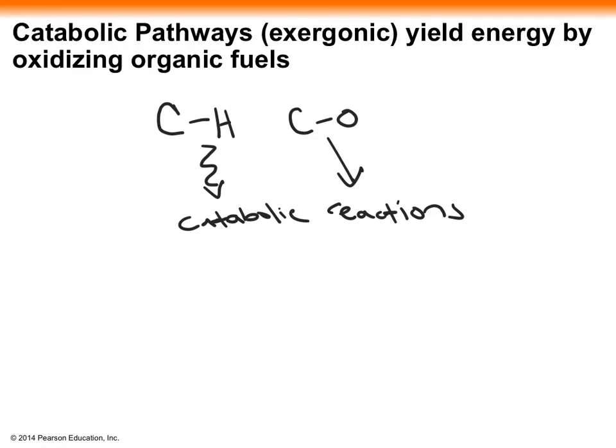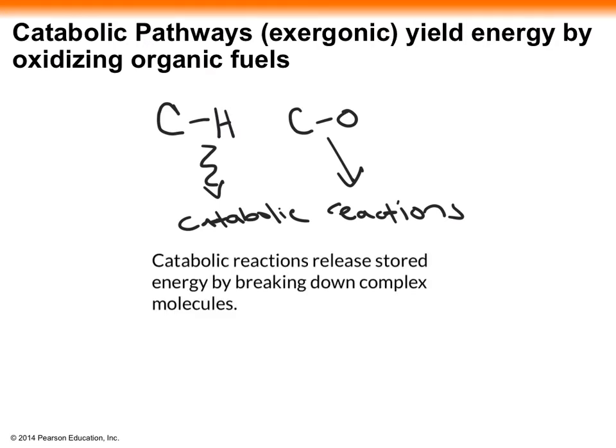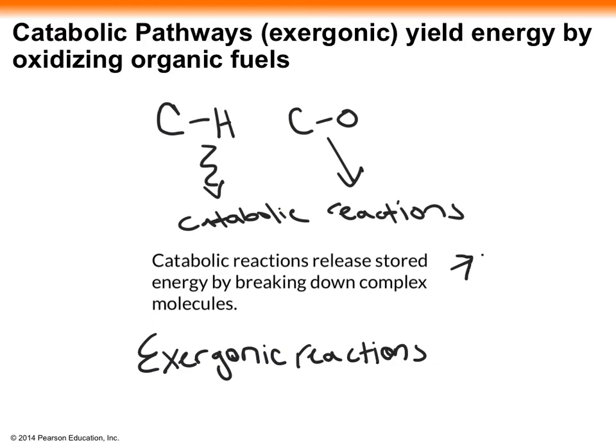So catabolic reactions are going to release the stored energy by breaking down these complex molecules. Or, in other words, they are exergonic reactions. Exergonic reactions release energy. The idea of breaking down these larger molecules uses enzymes. So in order to do this, we're going to have to use enzymes. And the overall process of breaking down these large molecules, releasing energy and making smaller molecules or monomers is known as digestion.